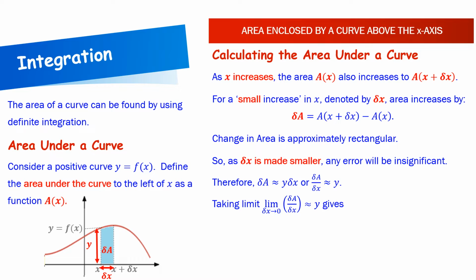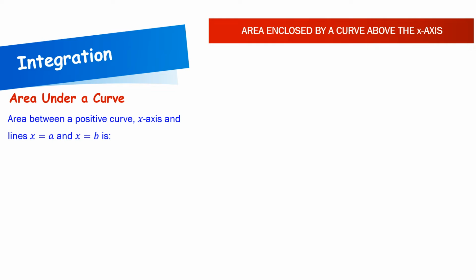Now if we take the limit, so as delta x tends to 0, we obtain dA/dx equals y. And integrating gives us A equals the integral of y dx. Now the area between a positive curve, the x-axis, and lines x equals a and x equals b is area equals the integral from a to b of y dx, where y equals f of x is the equation of the curve.